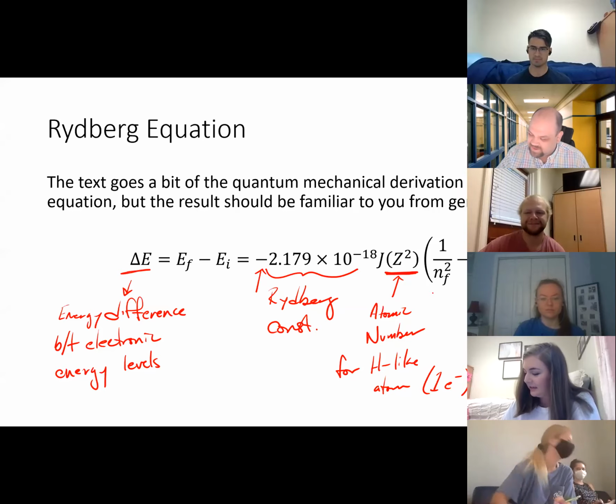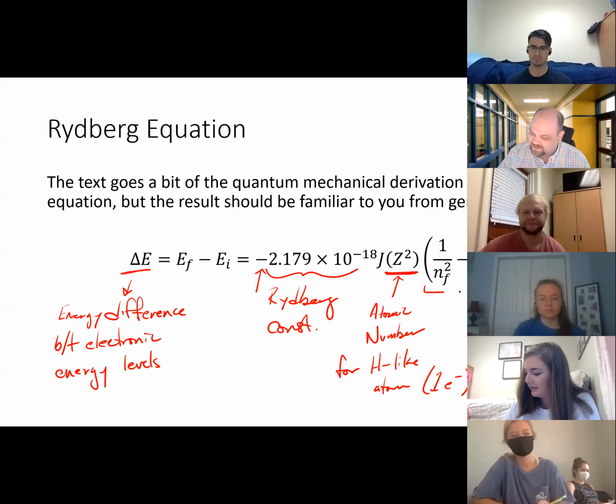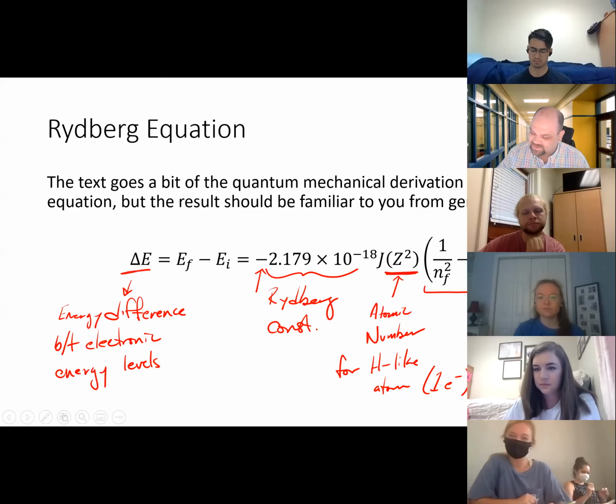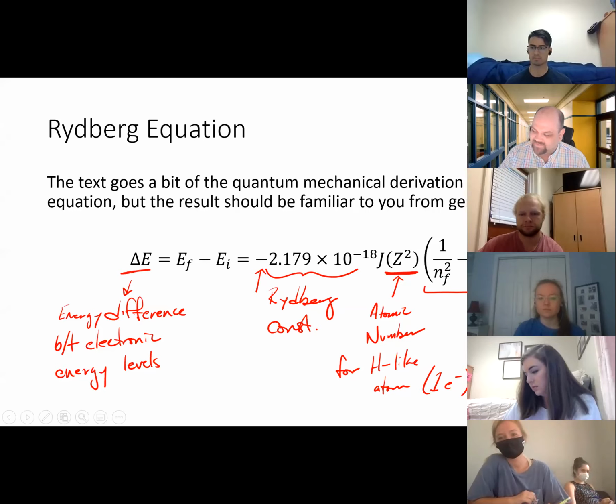Okay, and so then at the very end here, this is telling us something about those energy levels. And so this is 1 over the final energy level squared minus 1 over the initial energy level squared.